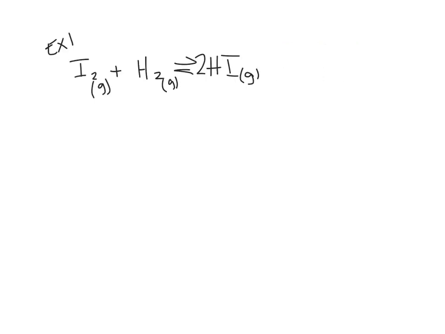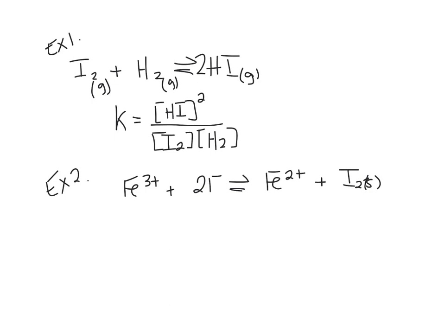Okay, so write the K expression for this. Well, they're all gas states, so they're all going to be in. So K is going to be equal to, and we put the products, HI. Coefficient is 2, so it's second order. And then on the bottom, concentration of I2, concentration of H2. They're both first order. So this is your K expression for this reaction.